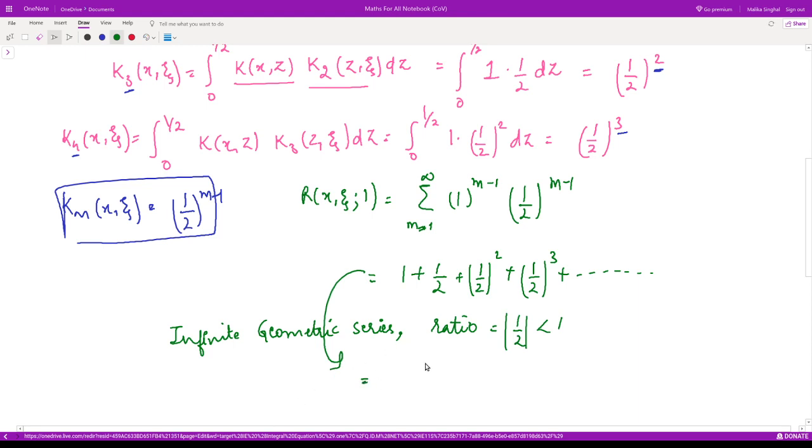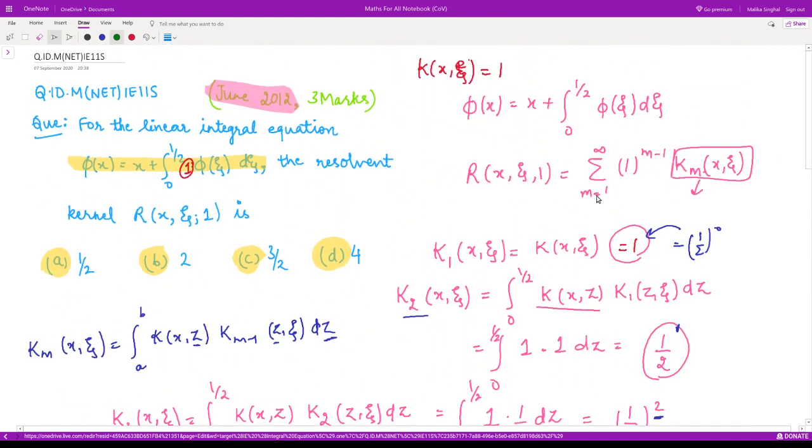And how can we calculate that? It is given by the first term, that is 1, divided by 1 minus the common ratio, that is 1 by 2. So that would be equal to 2. So the resolvent kernel here in this case is equal to 2. So option B is the correct option. The value of this resolvent kernel is equal to 2.